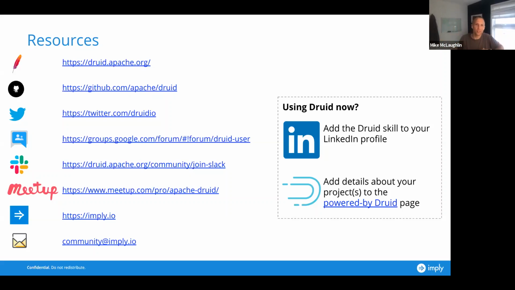GitHub, of course, you can see the source code and contribute if you're interested. And you can see all of the places to reach out. If you're using Druid now, add it to LinkedIn.